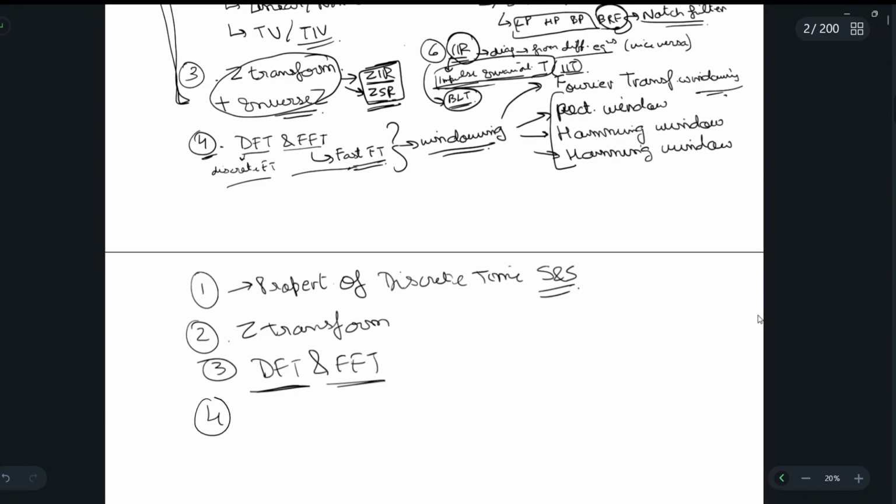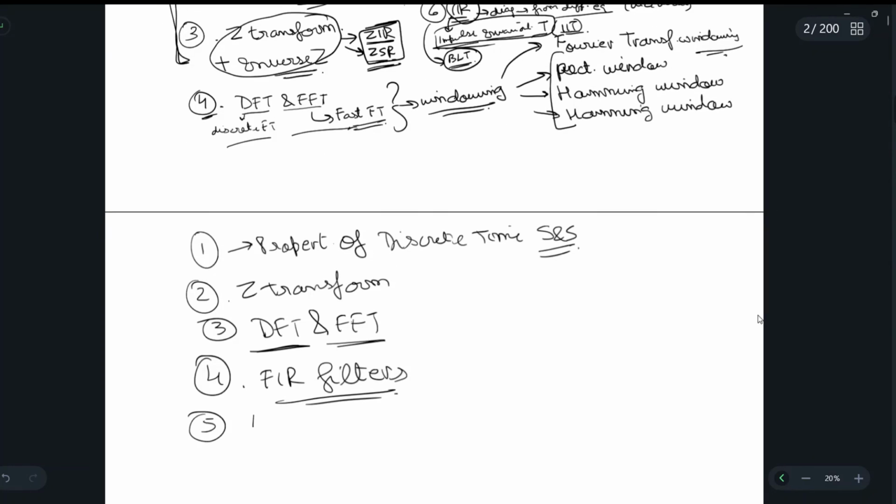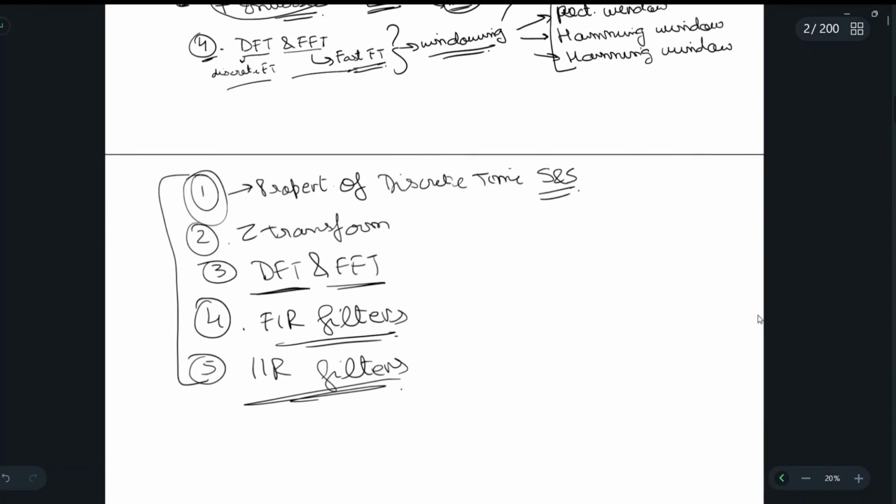Then in the fourth unit, we will be discussing FIR filters, and we will be discussing various topics in FIR filters, and then we will be discussing IIR filters. So these are the 5 units that we have to cover, and if you go along with the course with me, you will be able to crack any college exam, any university exam, irrespective of which college you are in, because I will be discussing all the important questions and all the important concepts that are needed for you to get good marks in your college exam and your university level examinations.